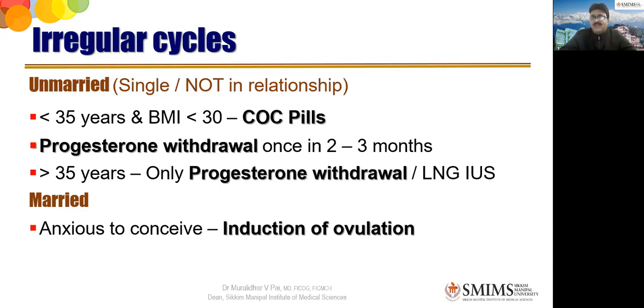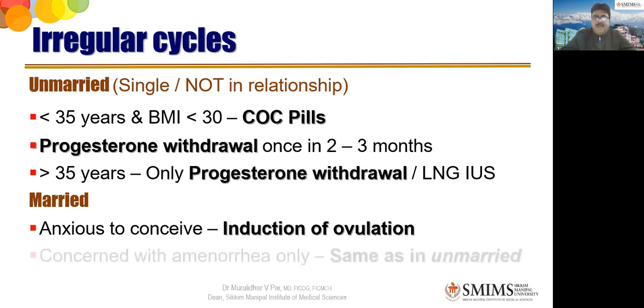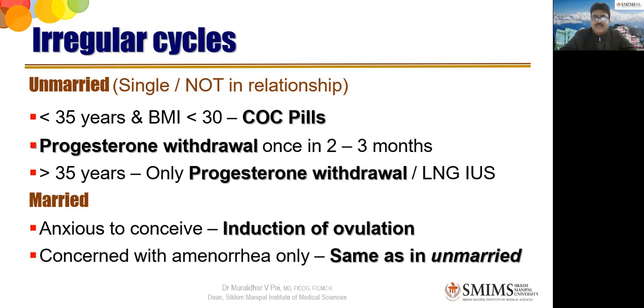I hope we will do all that. We have to spend enough time with the patients to talk to them. They have genuine concern. They have not understood. Don't ridicule them. Tell them clearly. But if they are not concerned with fertility, they already have two children and are now worried only about amenorrhea, you can give the same as for unmarried. That is, if they are less than 35 years and insisting on 12 cycles, give them OC pills. If they are not insisting, then give them progesterone withdrawals and LNG IUS for contraception.